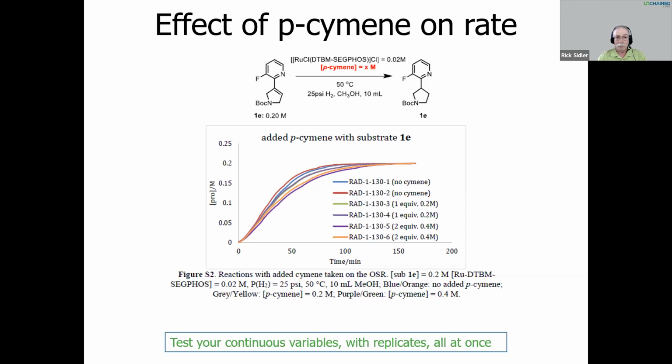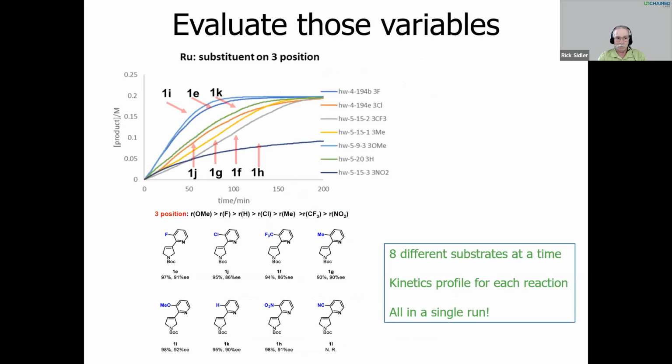You can then move on to looking at other variables in your reaction space. So for example, we could look at the effect of changing substituents on the 3 position of the pyridyl ring. So again, here are 8 different substituents on those rings, 8 different reactions. They could all be run in a single OSR run. And you can see here from uptake a wide variety of different reactivities based on those different 3 substituents.